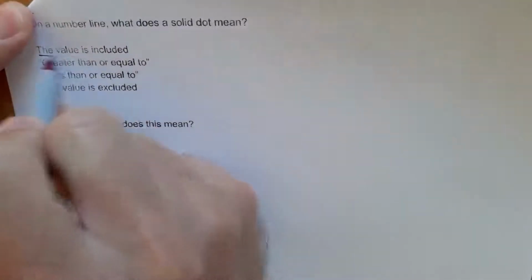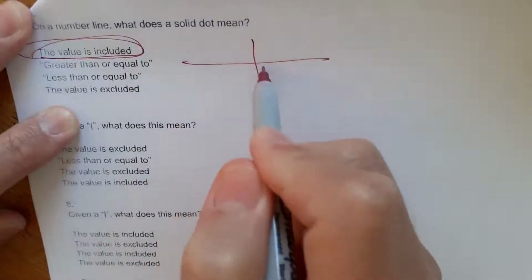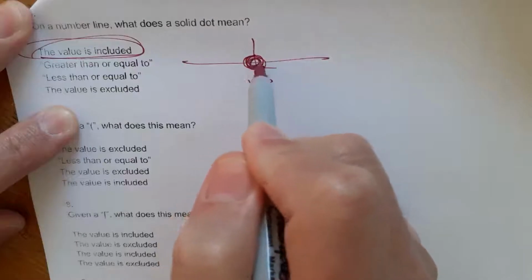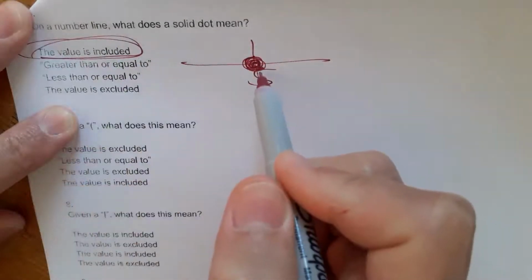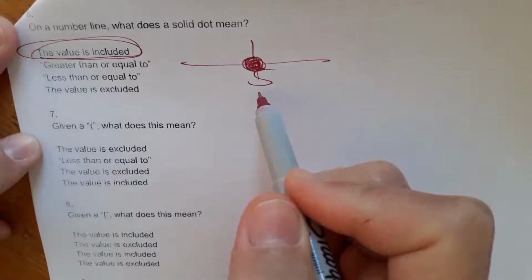Solid dot means the value is included. So if you had a number line and this was 5 and it was a solid dot right here, it would mean this is included. So you would have to have an equals in your statement too. We'll cover some of those.